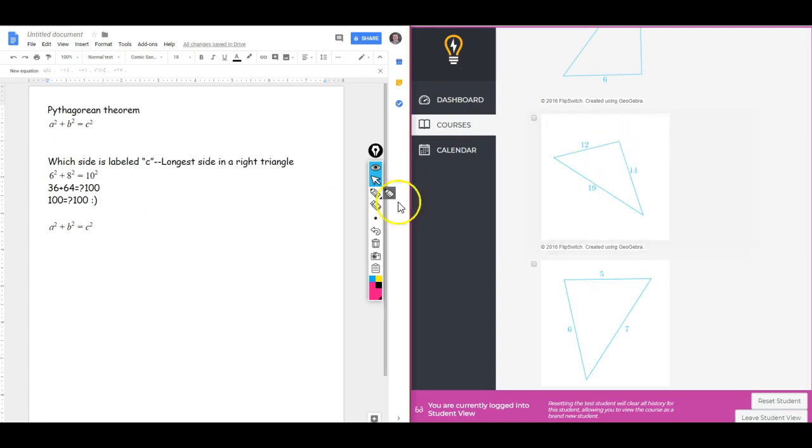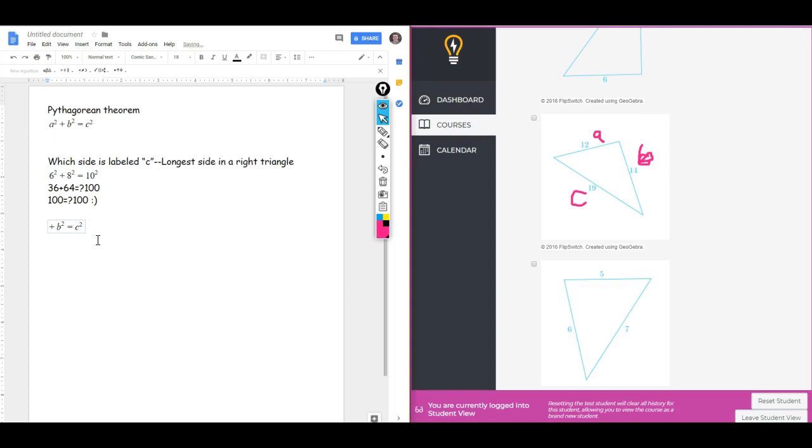12, 14, and 19. Again, which is the longest side, because the longest side will be labeled C because it will be the hypotenuse if it is a right triangle. So 19 is the longest, and we have 12 and 14. So I'm just going to label those as A and B. And now back to our Pythagorean formula.